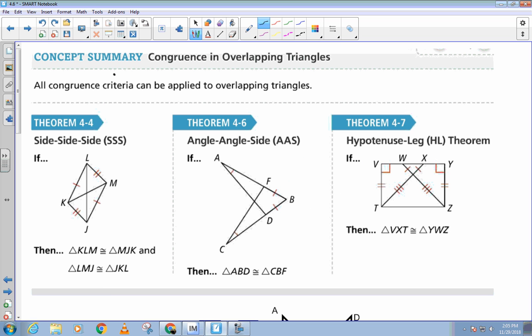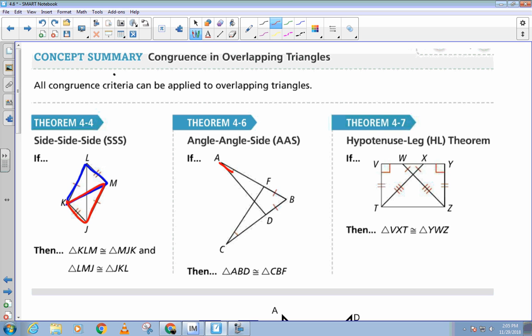Okay, and here is a couple of problems that just show you some different ways to prove the triangles are congruent by overlapping triangles. We talked about one like this a while ago, where you've got this triangle here and this triangle here. They share that part in the middle, and the other pieces are congruent to each other. They're side, side, side.